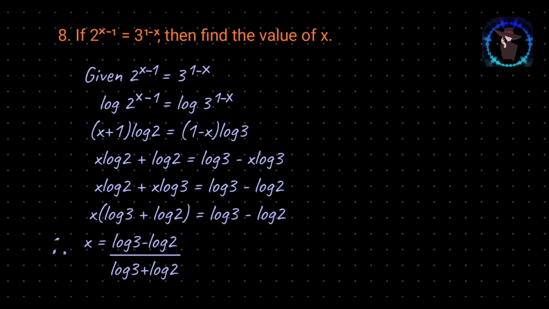Now again we are bringing this x log 3 to this side, bringing x terms at one place and numeric log terms at one place, right? It is in the minus, it becomes plus, equals log 3 minus log 2. Now x common from this step: x times log 3 plus log 2 equals log 3 minus log 2. Now keeping x as it is, we will send this log 3 plus log 2 to the denominator as it is in the form of multiplication. x equals log 3 minus log 2 by log 3 plus log 2.